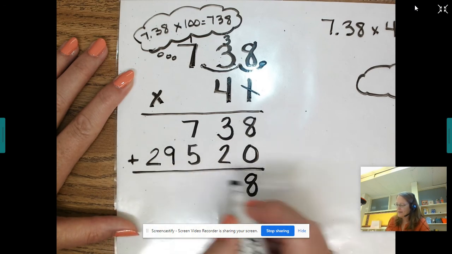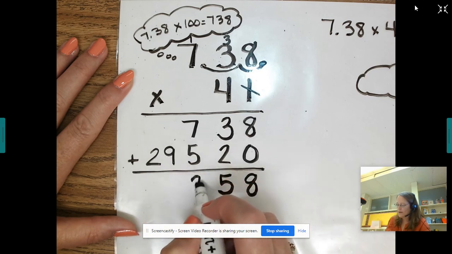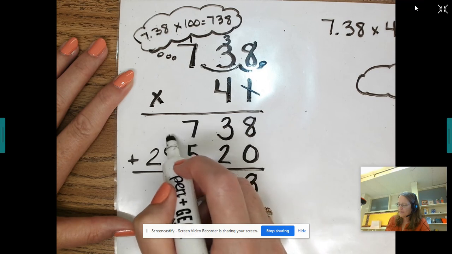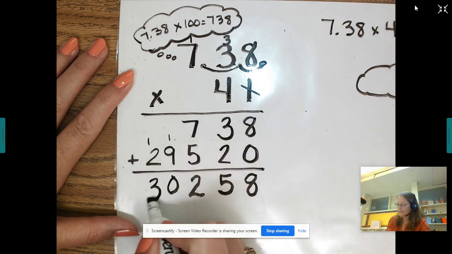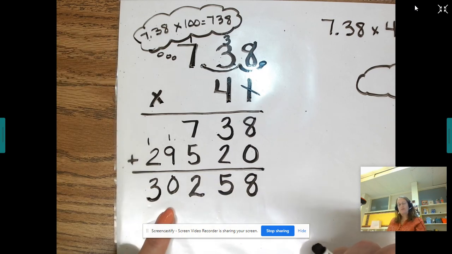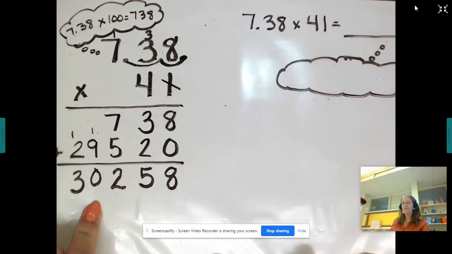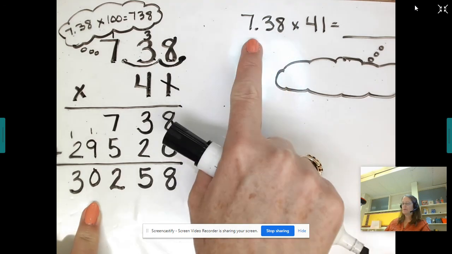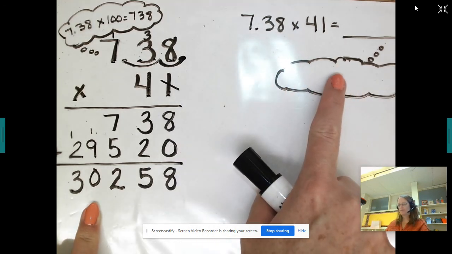I have 8, 5, 12, 10, and 3. So 30,258, but that is not my answer. Come over here to my original problem, and there's another thinking bubble here.